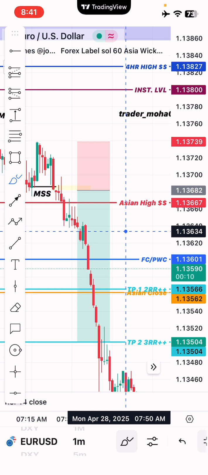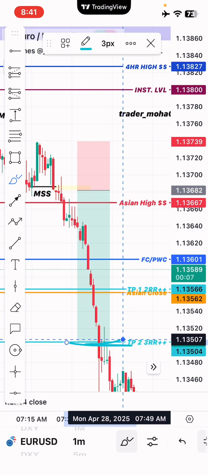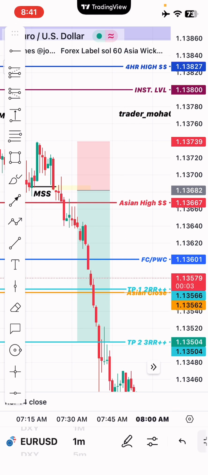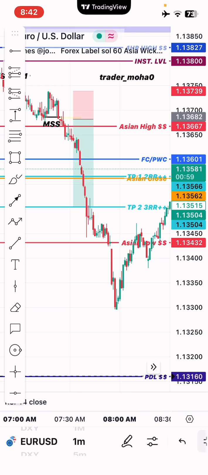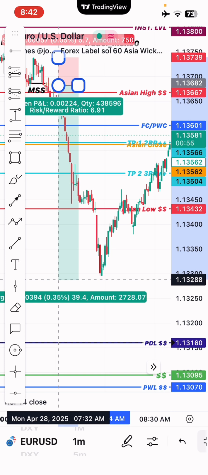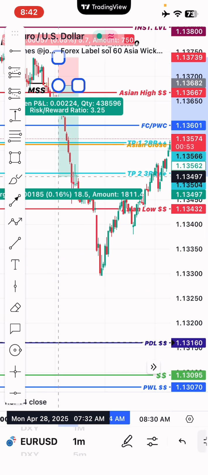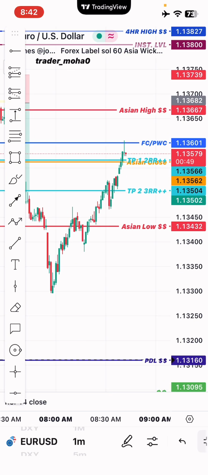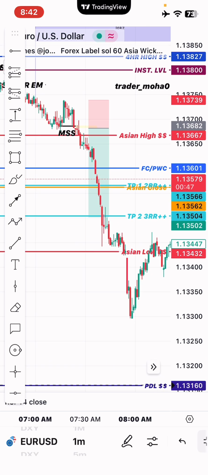So it hit TP2. You can see, as you all know, price gives you more, but you just have to respect your trading plan and your risk to reward model. Price actually gave about 6R. And you can see now price is reversing, but I don't care. I'm already done for today.